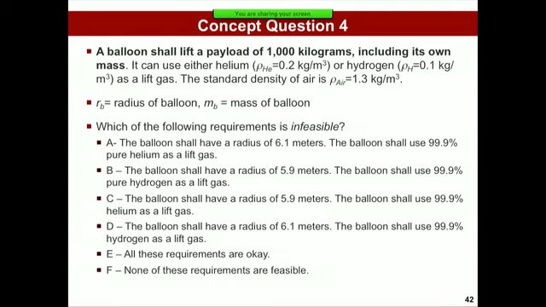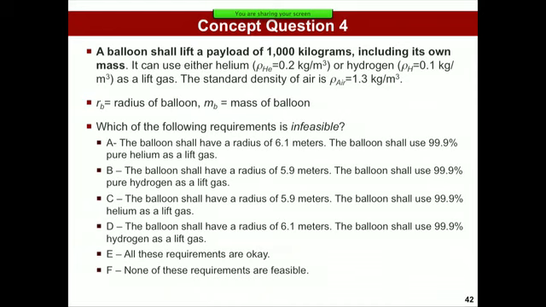So let's do this in a simplified way. This is going to be our last concept question for today. The higher level requirement is a balloon. Those of you that have done unified engineering here, you've done this, right? We did this in unified. A balloon shall lift a payload of 1,000 kilograms, which includes its own mass. You can use either helium, which has a density of 0.2 kilograms per cubic meter, in standard atmospheric conditions, or hydrogen, 0.1. I've rounded these numbers. As a lift gas, the standard density of air is 1.3.